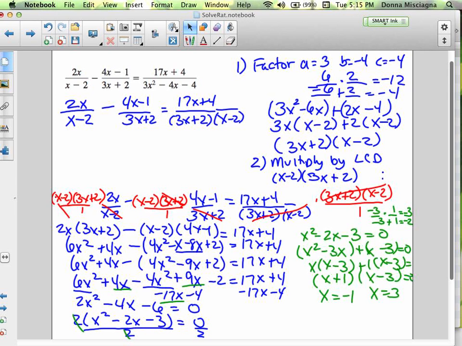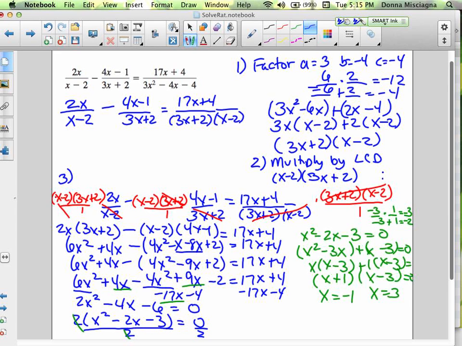And we're going to check those on the next page. So we have our two solutions. Are they good? Are they extraneous? I don't know. And I never wrote down any of my other steps after multiply by the least common denominator because I started to run out of space. So let me just write those down.